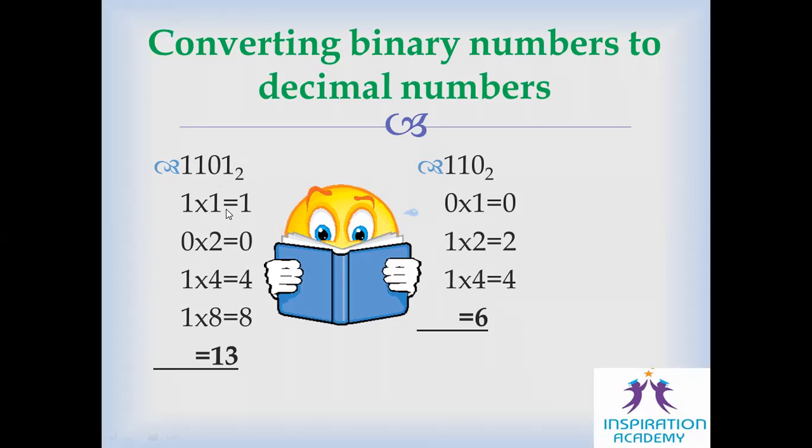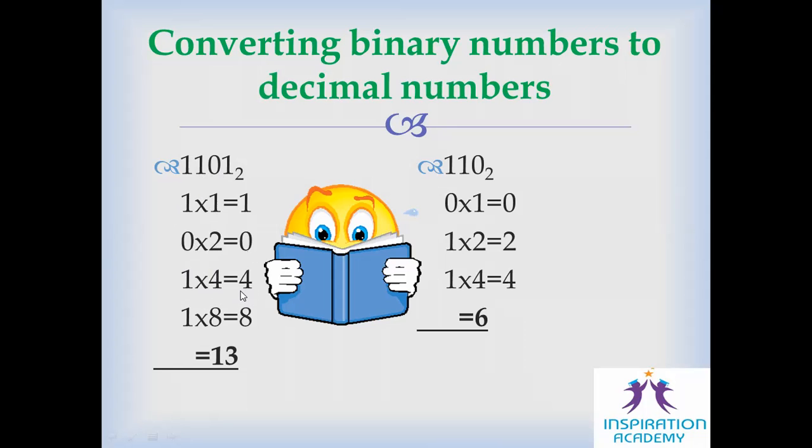Next one is 2 to the power 1. It means 2. So our second number is 0, so it is 0 into 2 and the answer is 0. Next we can see our number is 1 while its place value is 2 to the power 2. 2 to the power 2 means 2 into 2 and that is equal to 4. So our third number 1 should be multiplied by 4. 1 into 4 equals 4.